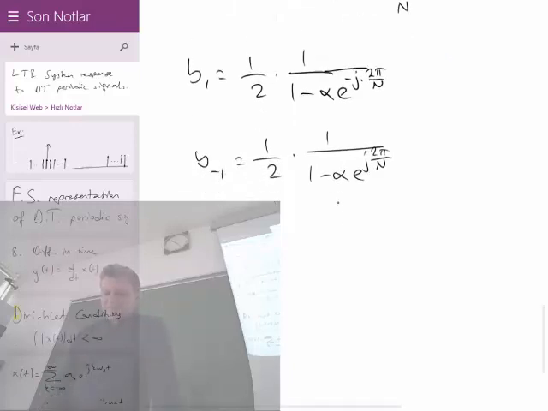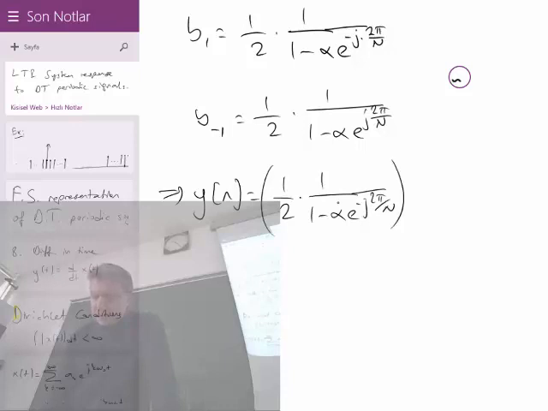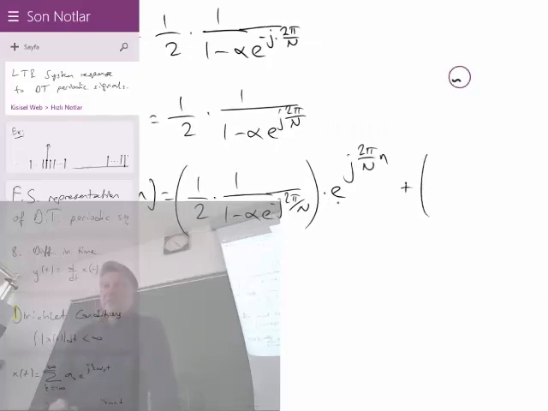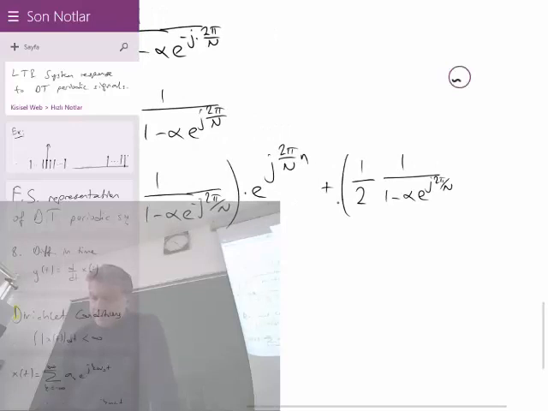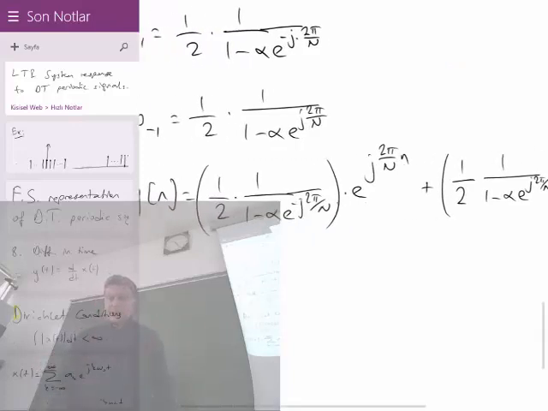So what am I going to do now? I have to say that my new signal y of n is equal to, let me open a big parenthesis, 1 over 2 times 1 over 1 minus alpha e to the minus j 2 pi over capital N. This is the first harmonic, first Fourier series coefficient, and it must be multiplied by the first harmonic at the corresponding frequency, e to the j 2 pi over capital N, plus the second Fourier series coefficient, B minus 1, that is, 1 over 2, 1 over 1 minus alpha e to the plus j 2 pi over capital N, times e to the corresponding frequency, minus j 2 pi over capital N. So it doesn't fit into one screen for me, sorry about that, but this is y of n.